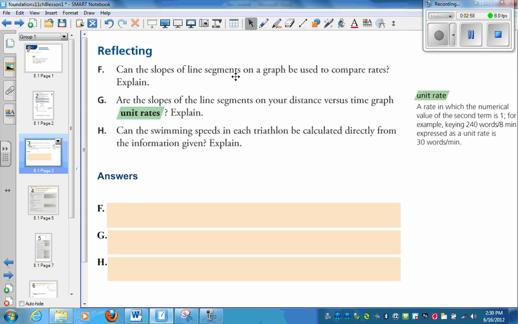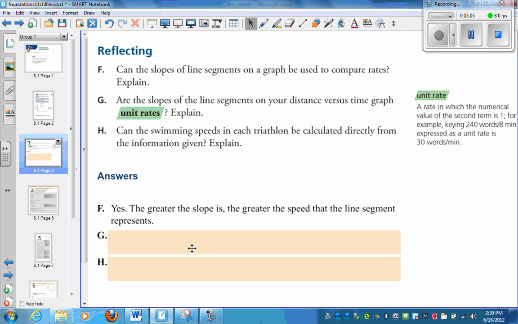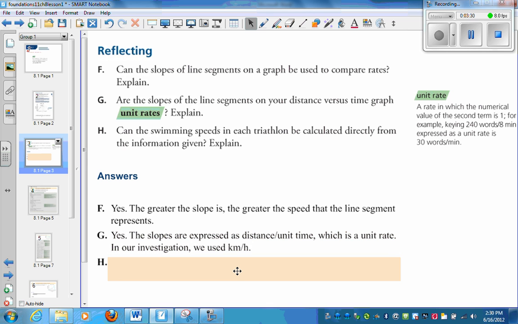Can the slopes of the line segments on a graph be used to compare graphs? Yes, the greater the slope, the greater the speed in that line segment. Are the slopes of the line segments on your distance versus time graph unit rates? So unit rate is a rate in which the numerical value of the second term is 1. So instead of saying we do 240 words in 8 minutes, oftentimes we'll say we did 30 words per minute. So notice that whatever the quantity on the bottom, it's per 1 minute. And when we convert to unit rates, that's how we can compare. So yes, the slopes are expressed as the distance versus unit time, which is a unit rate.